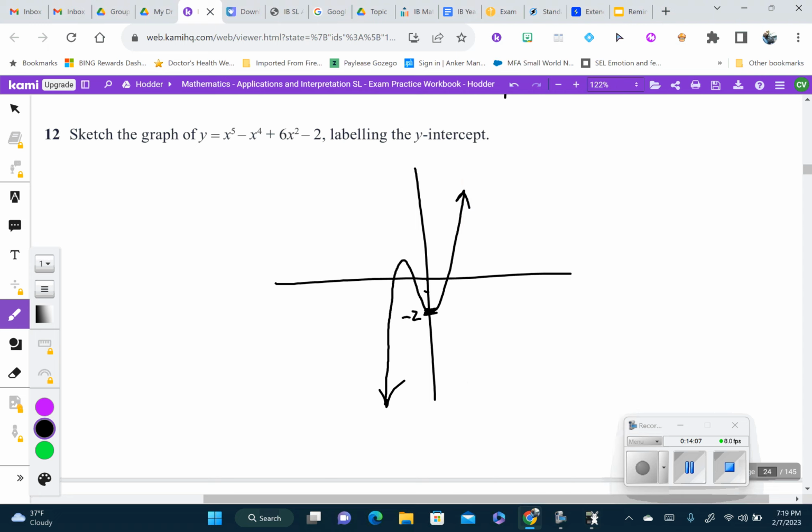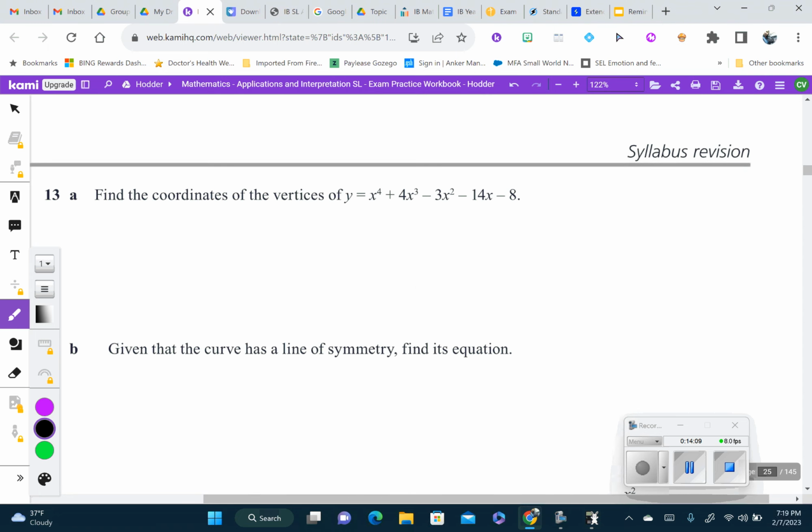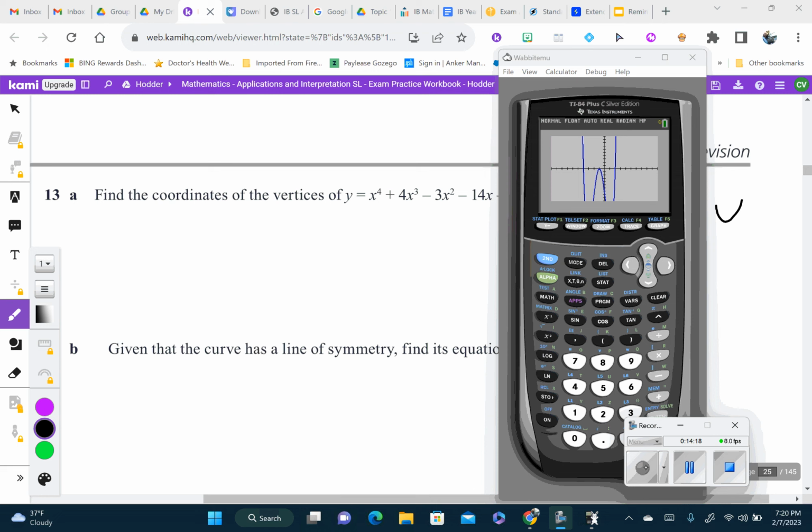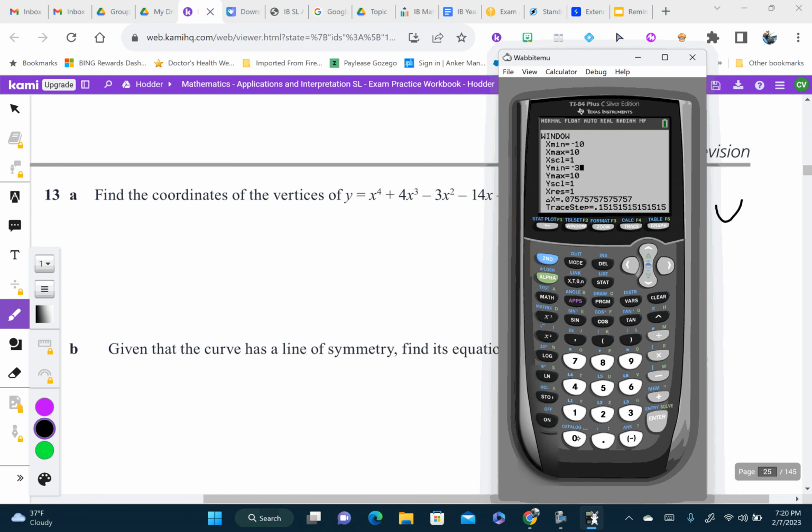All right, so for question number 13, find the coordinates of the vertices. Vertices are max or mins, okay? So the first thing I want to do is graph it. So when I graph standard, I notice that I can't see these bottom numbers, which are the mins. I can only see this little local max right here. So I'm going to hit window, and I want to change my y min because I want to go see the bottom. So let's just make it a little dramatic and put like -30. I don't need to change anything else. So now I should be able to see the whole graph.